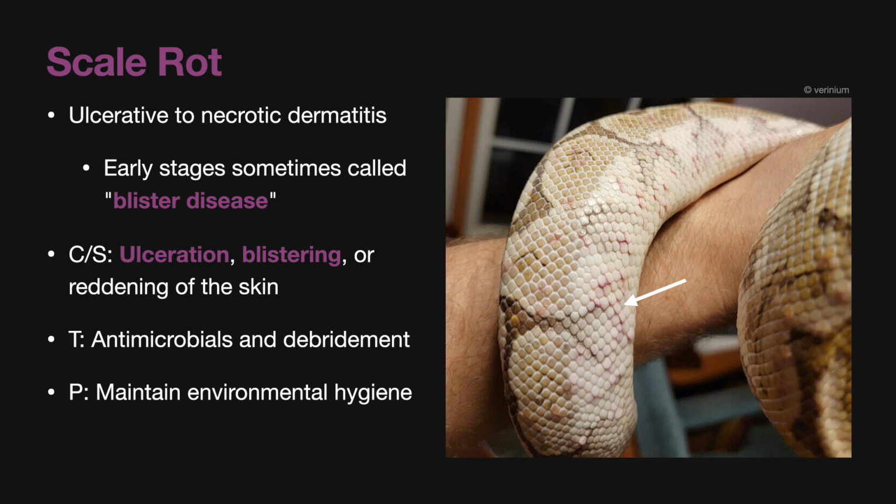Scale rot refers to ulcerative to necrotic dermatitis. The early stages are sometimes called blister disease. Clinical signs include ulceration, blistering, or reddening of the skin. Treatment involves antimicrobials and debridement of the area. Maintaining appropriate environmental hygiene is important for prevention.